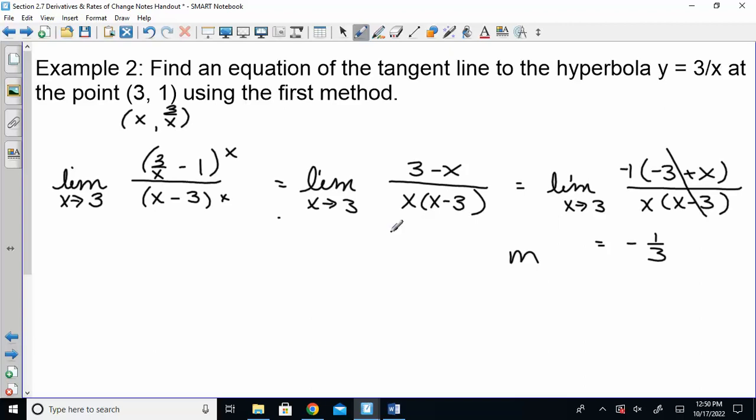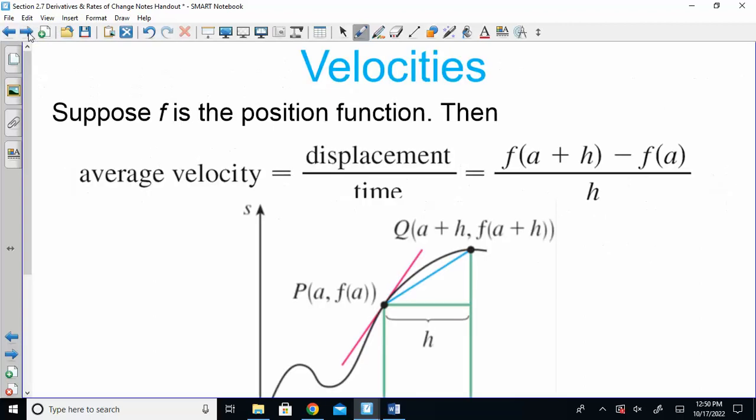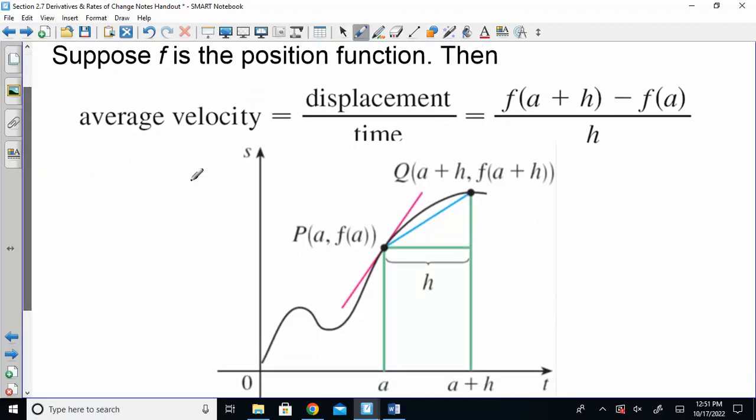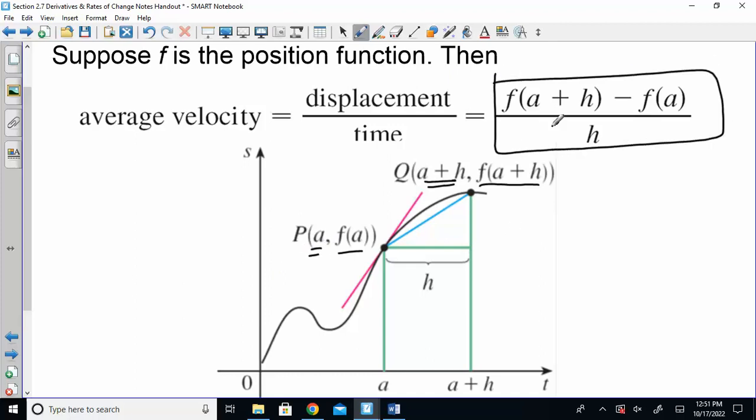So just like when we talked about tangents at the beginning, we related that to velocity. And like we talked about reviewing for our last test, average velocity is just a single slope calculation. So average velocity is just displacement over time, or if we use this notation, y2 minus y1 over x2 minus x1, and you get that.